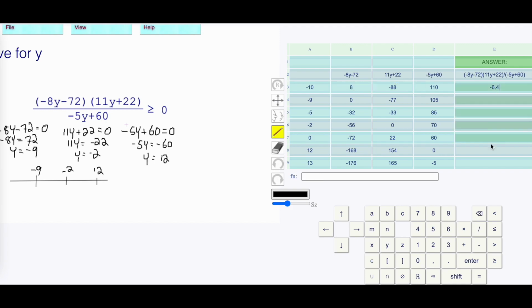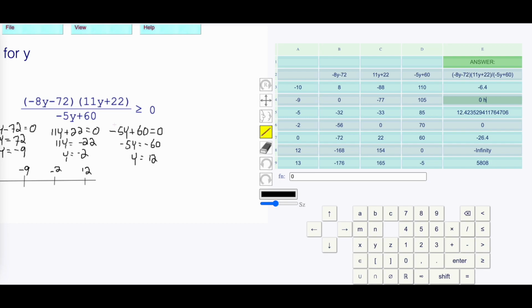Here we get a negative. If I fill that down, we have negative, 0, positive, 0, negative. This is really undefined. Positive. When is it greater than or equal to 0? When is it positive or 0? That's here, here, here, and here.